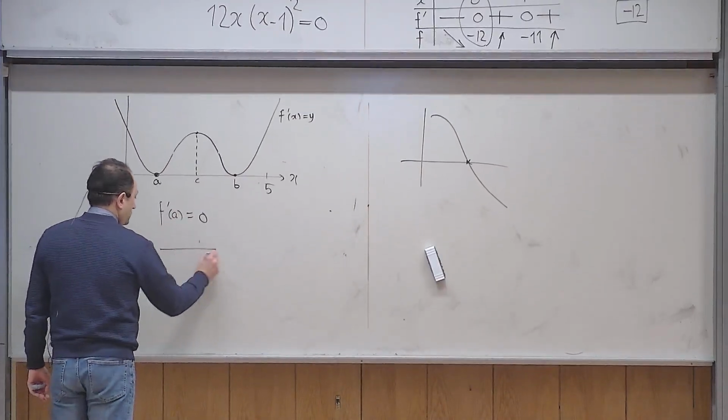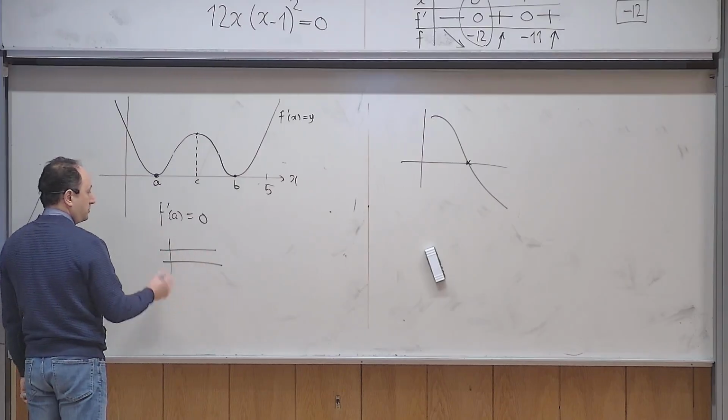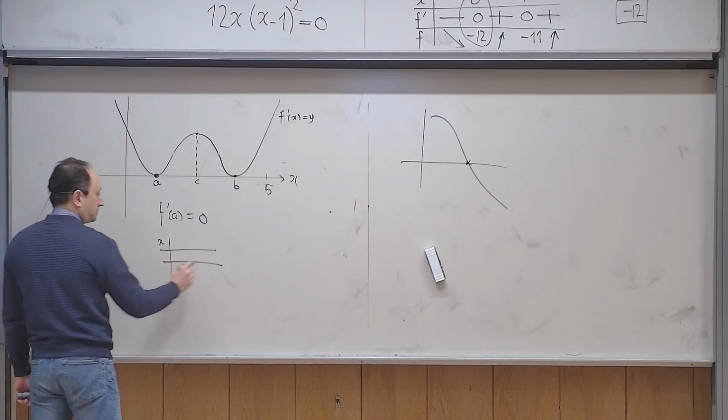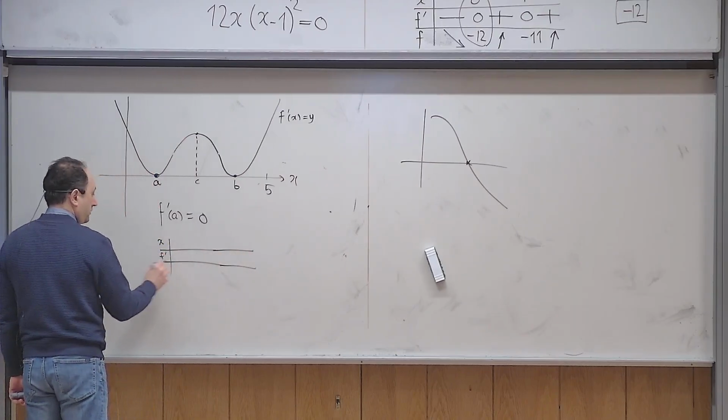So you remember I told you that in the lesson, you just draw this table. You don't need to be very precise. This is the x row. This is the f prime row. This is the f row.